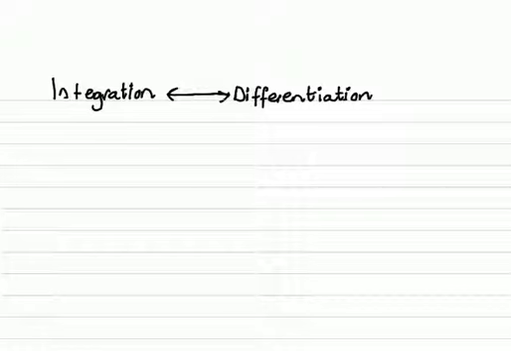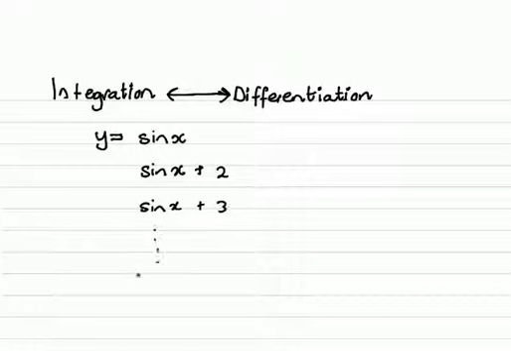Now, I can use this arrow to say I can move from differentiation to integration, and vice versa. So now, let's say we're given a function like y equals sine x, and could be also sine x plus 2, and maybe also sine x plus 3, or in general sine x plus c. Look, we notice that in the first instance here, the constant is 0.